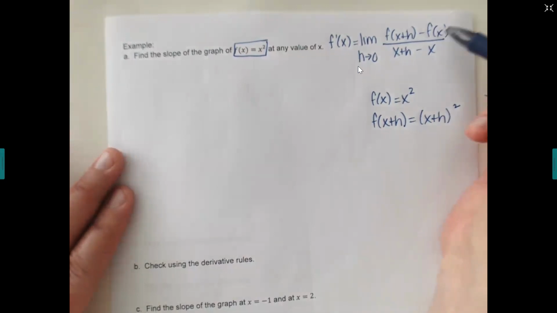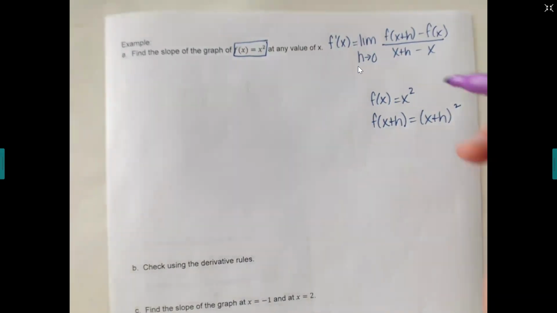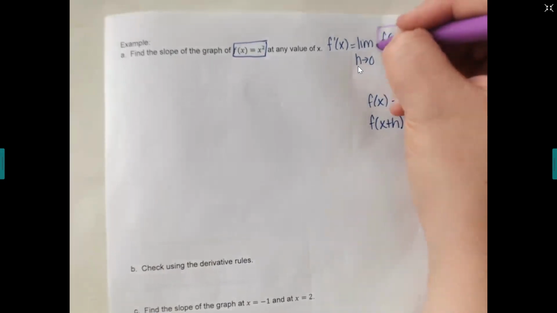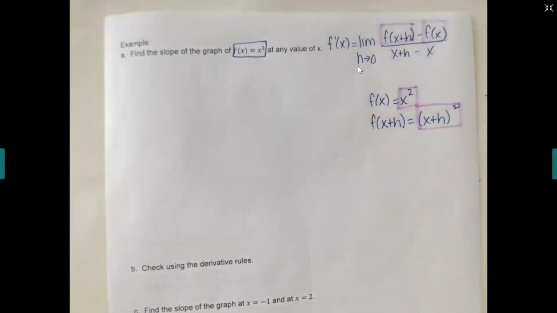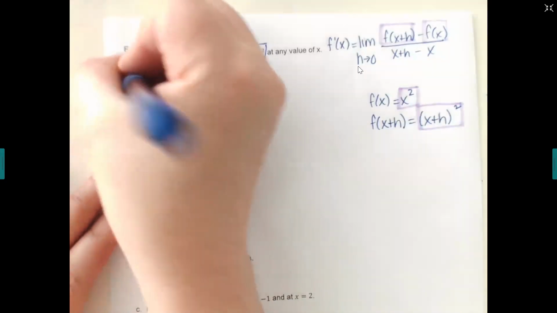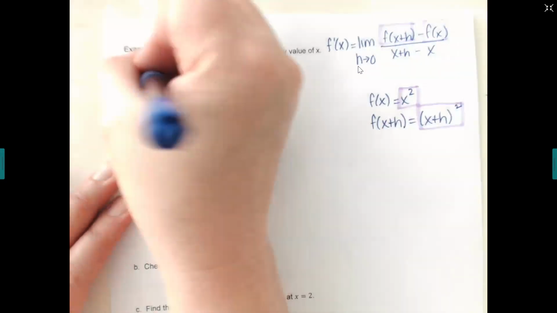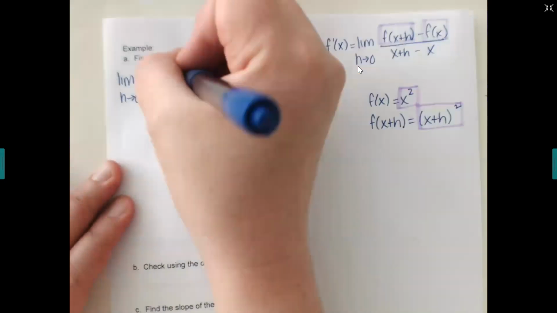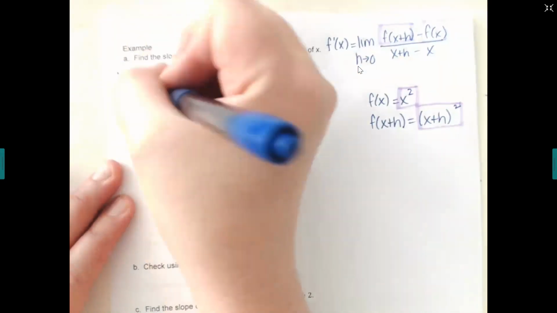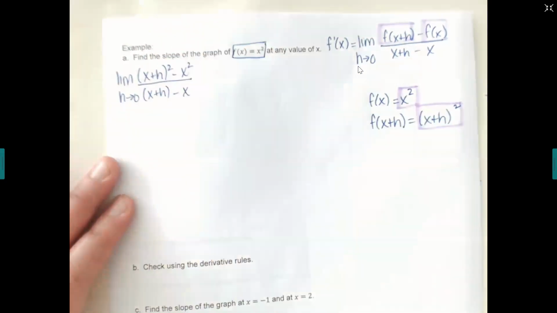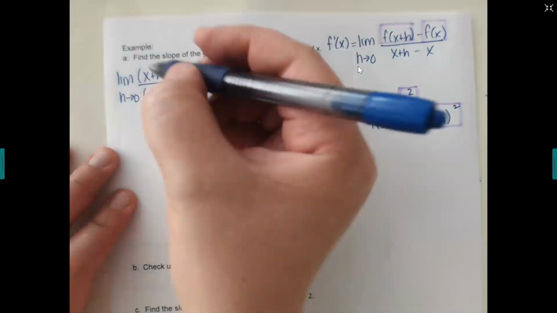So I'm going to take this formula, I'm going to plug these 2 expressions in where the names of those functions are up here. So we're going to have our limit in the front, h approaches 0, of f of x plus h is x plus h squared, minus, and then f of x is x squared, all of that over x plus h minus x. First thing we're going to do is expand.